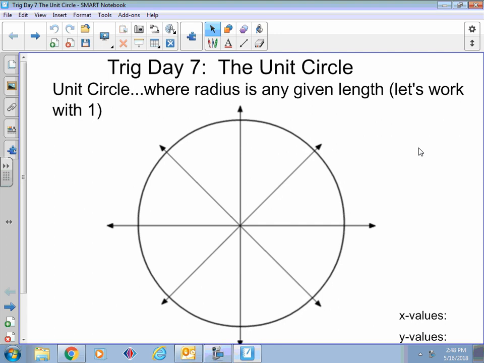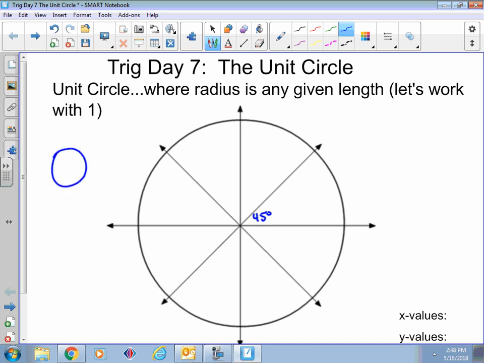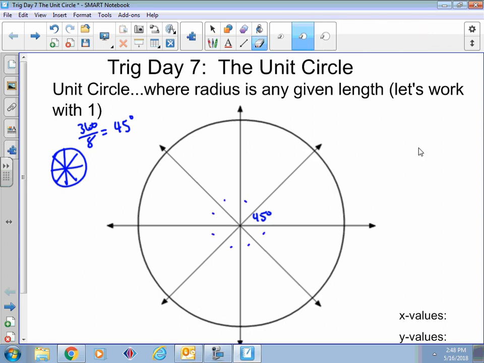Unit circle. The unit circle is really just using our special right triangles: a 45, 45, 90 right triangle and a 30, 60, 90 right triangle. I am forcing these angles on my circle to be 45 degrees. I'm taking my 360 degree circle and cutting it up into eighths. 360 divided by 8, each of those angles is in fact 45 degrees. So all of these angles that I've drawn in here are 45 degree angles.